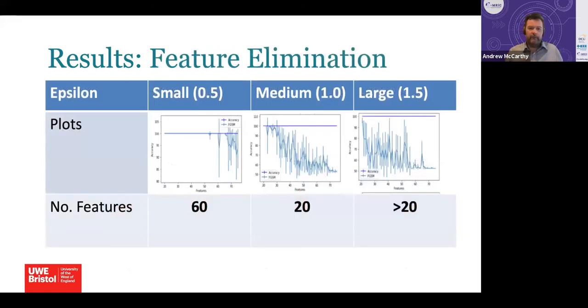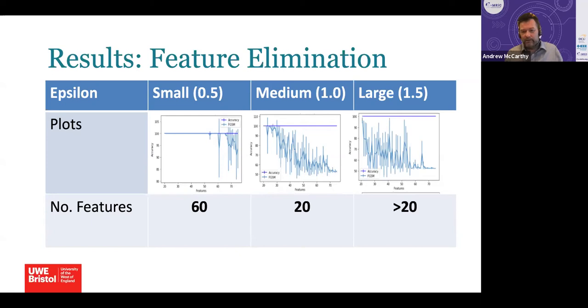So the results on the feature elimination side of the research, for different values of epsilon, so the perturbation size, so small, medium, and large, what the plots show is that for the small perturbation sizes, a feature set of around 60 features is enough to mitigate against the effects of FGSM. For medium-sized perturbations, a feature set of 20 is enough to mitigate against the effects of FGSM.